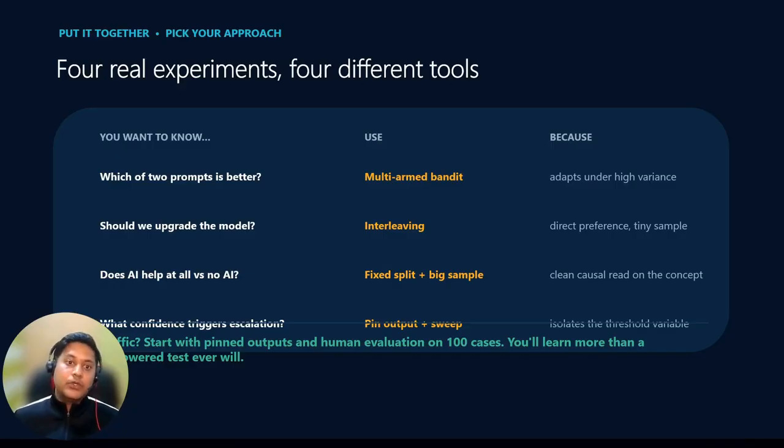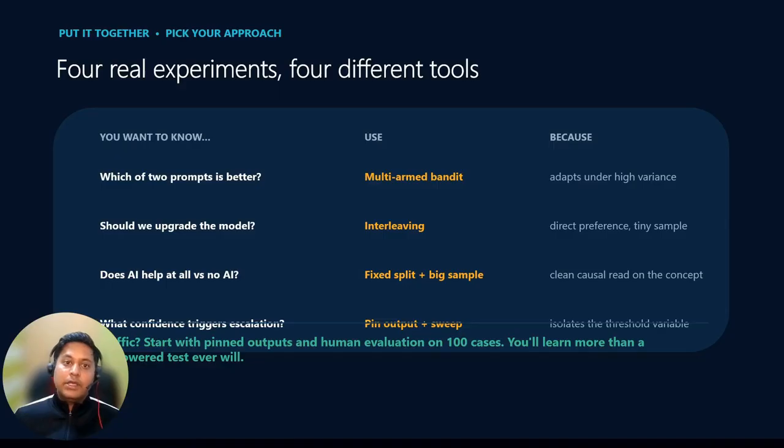And question two: should we upgrade from one model to the newer one? Interleaving, every time you are comparing two versions of the same thing on the same surface. So let users tell you directly with their clicks. It needs far less traffic and gives you a much cleaner preference signal.